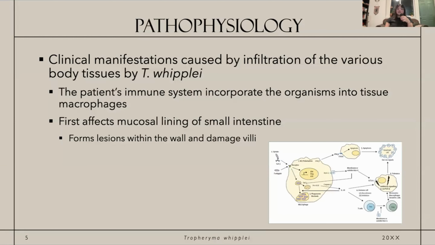Here's some pathophysiology for you. The clinical manifestations are caused by infiltration of the various body tissues by T. whipplei. The patient's immune system incorporates the organisms into tissue macrophages, first affecting the mucosal lining of the small intestine, and then forms lesions within the wall, and they damage the villi. So it's all within that small intestine, and interestingly enough, you actually won't really see these until after you've been infected with it, so it's kind of difficult to track. So that's also why it's not well researched. But let's get into the weeds of it.